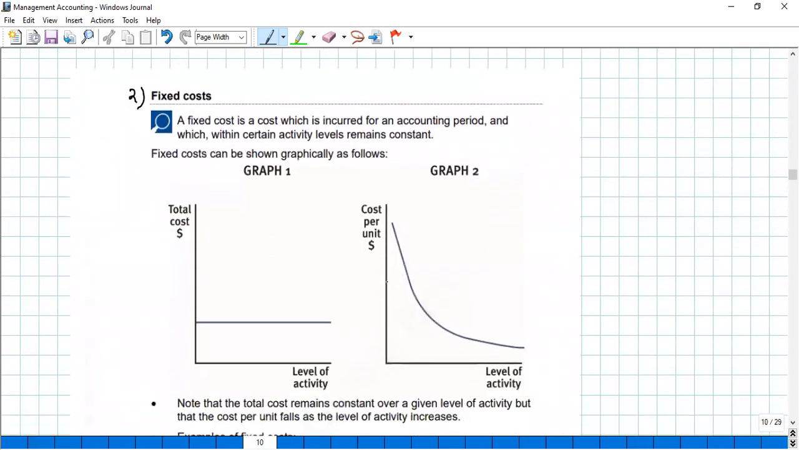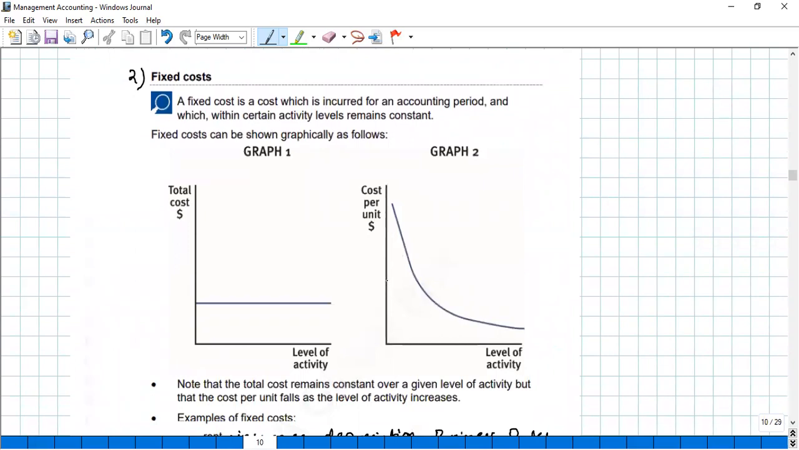Now, the second cost by behavior is fixed cost. Now, what is fixed cost? Fixed cost is a cost that remains the same within a certain activity level. So, if a cost is the same within a certain activity level, we say that this cost is a fixed cost. For example, rent cost. Let's say the rent of a factory is $1,000. This rent cost is the same regardless of level of activity. It does not matter how many units you produce. If you produce 1 unit, 2 units, 5 units, 6 units, even if you produce 0 units, still you have to pay the rent, right?